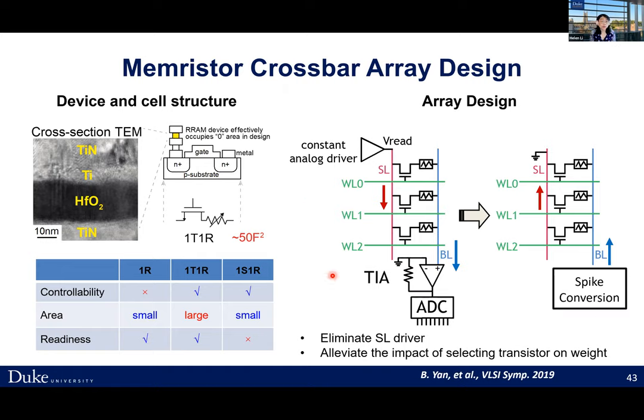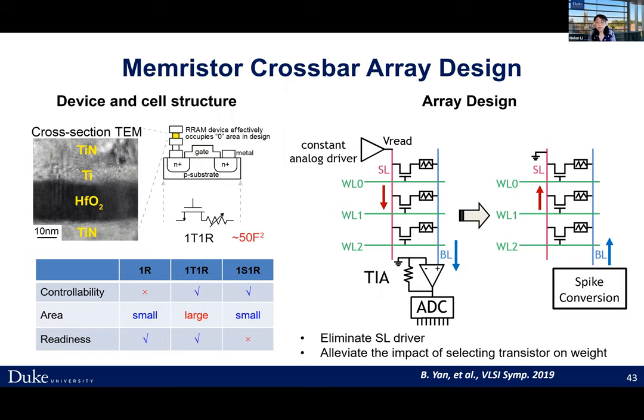1T1R right now is the most popular. Although its cell size is still the largest, it offers the best controllability. We are able to access the cells, like read information from them, okay? At the early development stage, this is still very important.